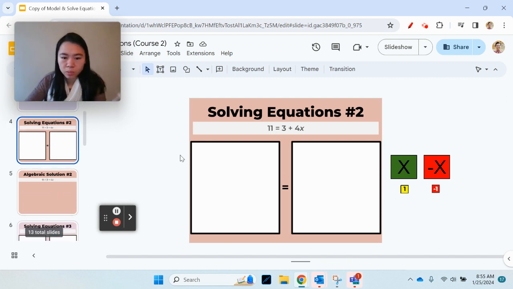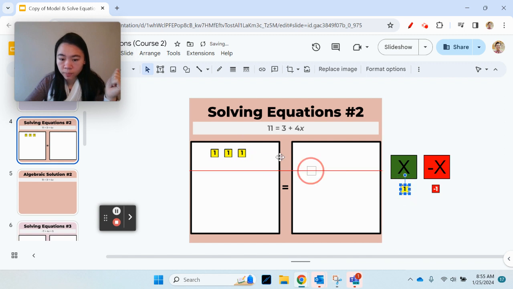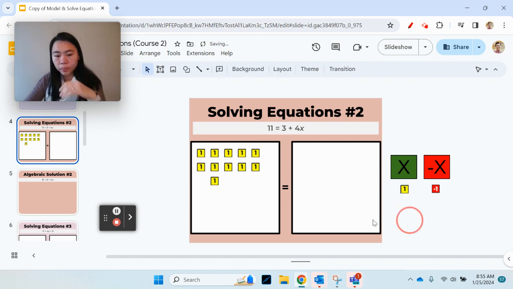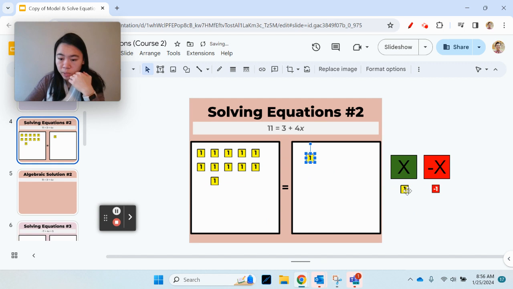All right, number 2, let's model 11, just regular plain 11. So I'm going to go ahead and drag in 11 of these ones. You can copy and paste 11 times if you like. I'm going to drag 5 and then double it to get 10. So 5, 10, and then one more. That's 11. Equals 3. Okay, still positive 3 counters.